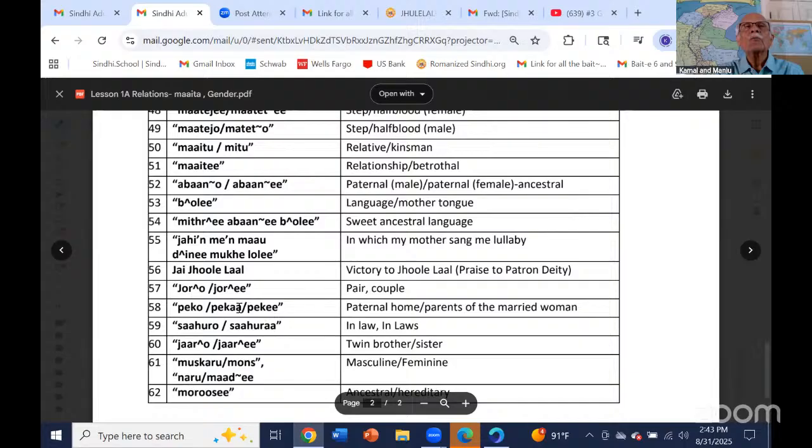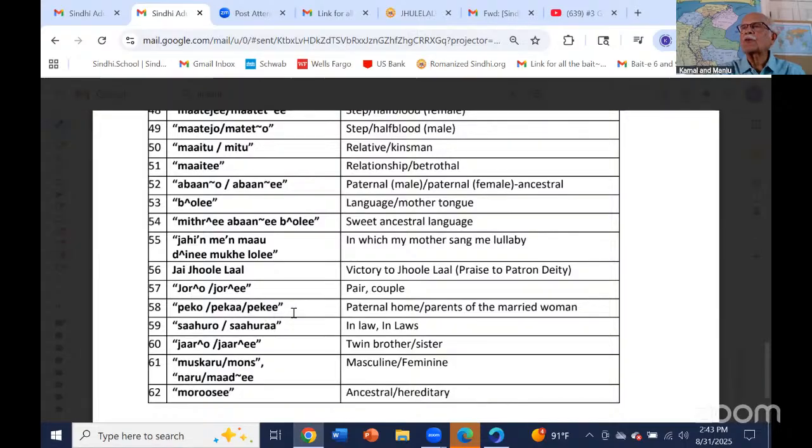Peko, peka ya peki. Peko means what? Every married woman refers to her family on her side as peko. When she says that I am going to my parents' house, she tells her husband, "Ma peke thi vanya."